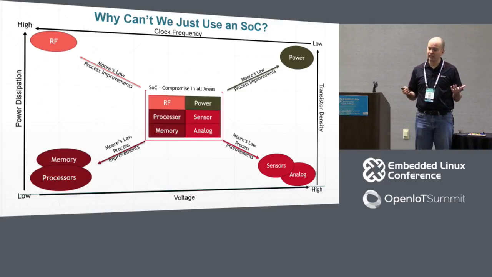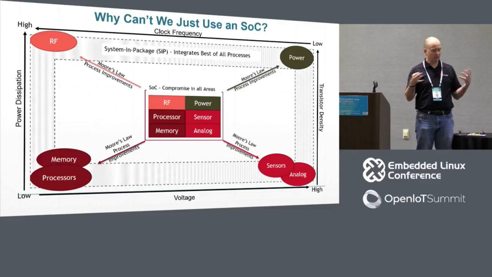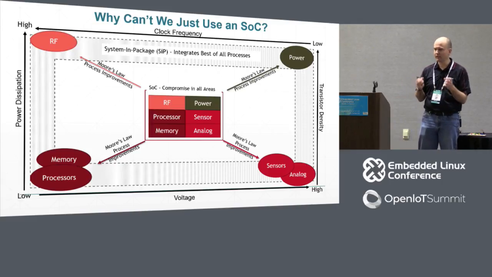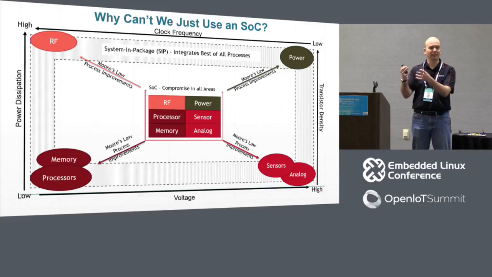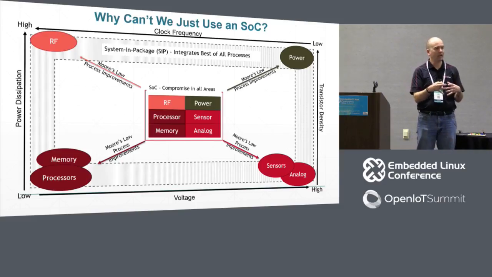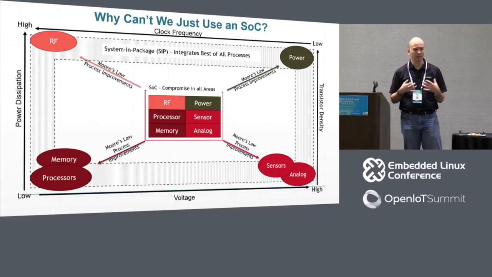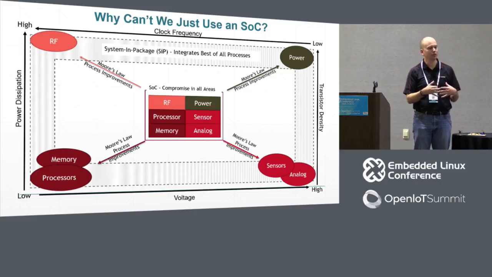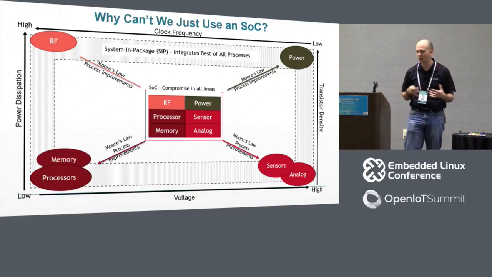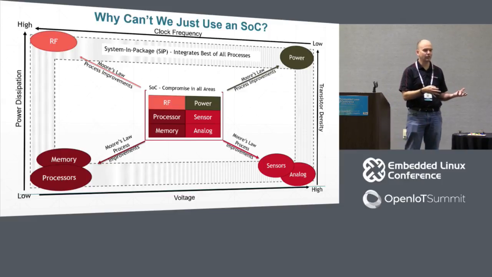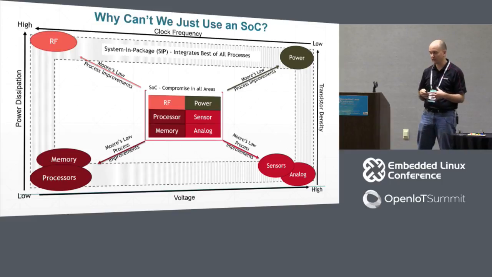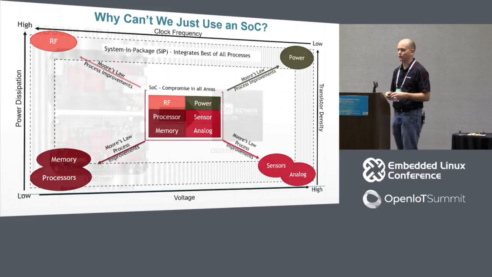Now that can be okay, and that allows you to do a lot of things. But what's nice about that kind of idea of system and package is that we don't have to do the compromise. We can take die that have been optimized for each of the given processes and now combine those all together on a substrate. So now we kind of get the best of all worlds as opposed to having to compromise in all areas. So that's in general why we look at system and package as kind of this next level of integration as opposed to just using another system on chip or integrating more into a system on chip.